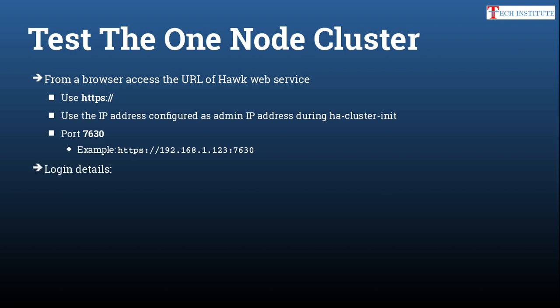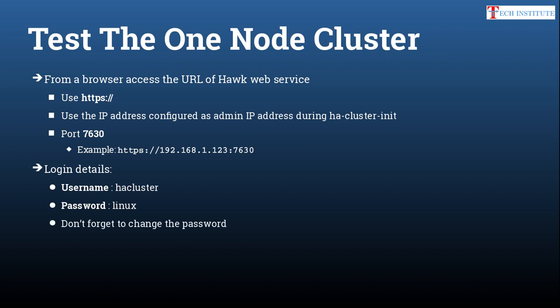And remember the default login details are username hacluster and password linux, and don't forget to change this password to some other complex password so that people are not able to guess it. The cluster status is shown once you log into the web console. If you don't want to use Hawk, you can use CRM. You run the command crm status and you will see the cluster running with a single node.